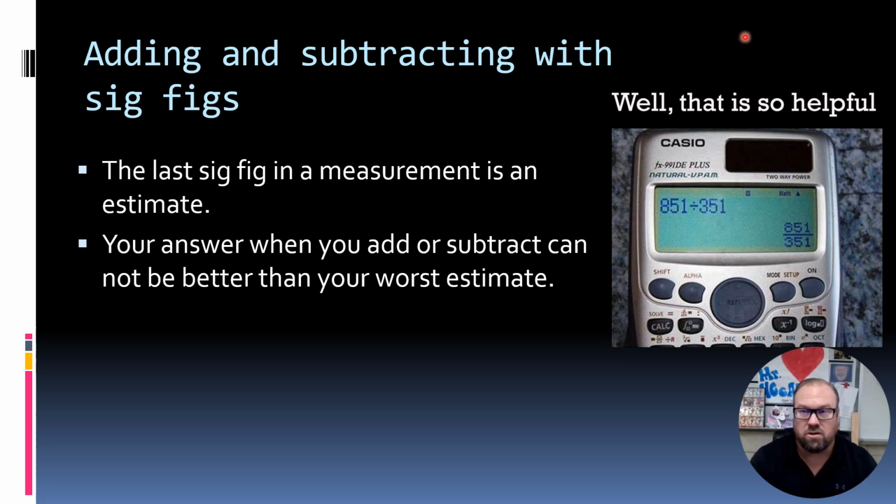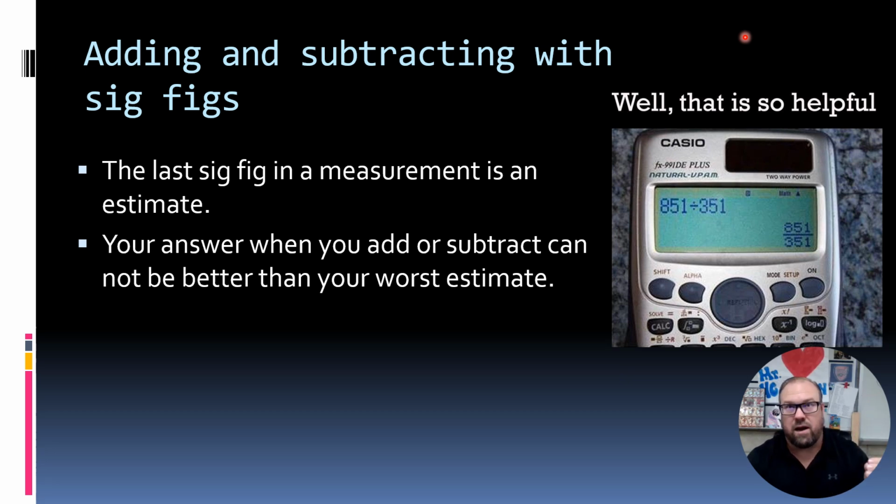So your answer when you add or subtract cannot be better than the worst estimate. Like if you have a measurement that goes to one decimal place and you're subtracting or adding a measurement to three decimal places, you can't have three decimal places or two decimal places in your answer. Why? Because that's not representative of the fact that one of your numbers only went to one decimal place, right?